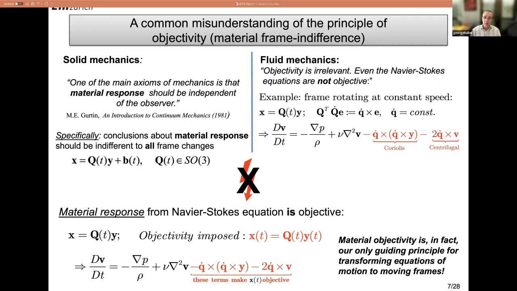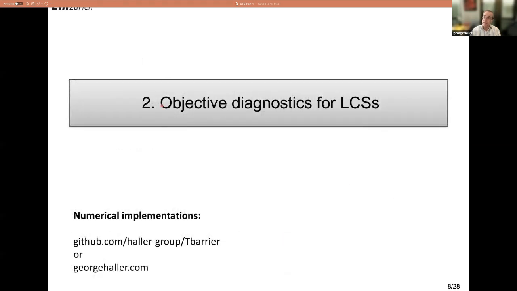So this is just one thing I wanted to emphasize, and that's why I'm only talking about objective diagnostics here. If you read the literature, there will be any number of heuristic or some actually even mathematically derived arguments, but I'm only focusing on objective ones which comply with this requirement. Otherwise, if it's not objective, I have no reason to believe that it captures material behavior. In fact, it cannot, because if it was objective, then it would be indifferent to the observer.